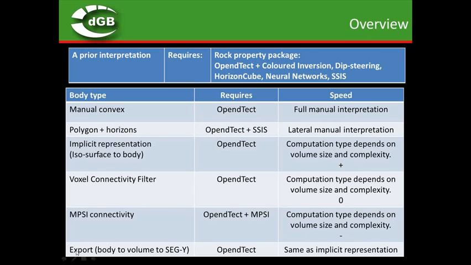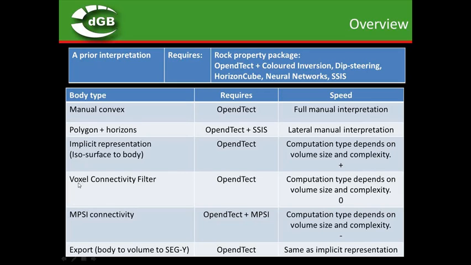The export that I'll present after this slide is, I would say, the inverse of the implicit representation. It consists of taking one body and converting it to a volume. We'll see this after this slide, and as such it doesn't require more than OpendTect because it's only the inverse process of what we call implicit representation.